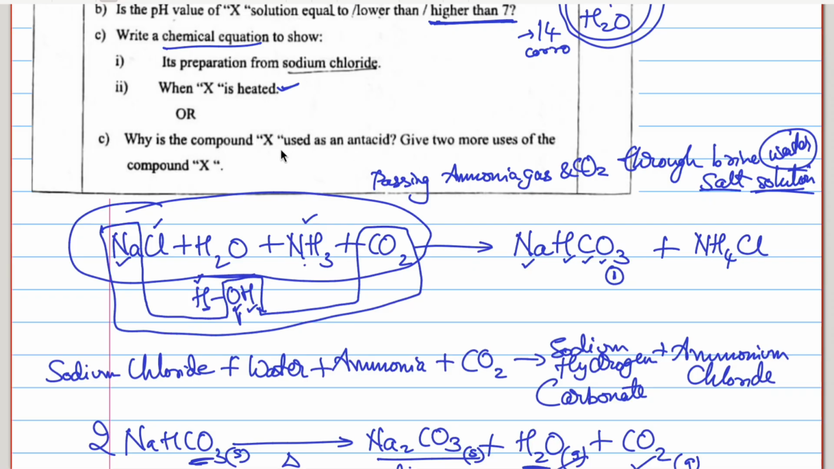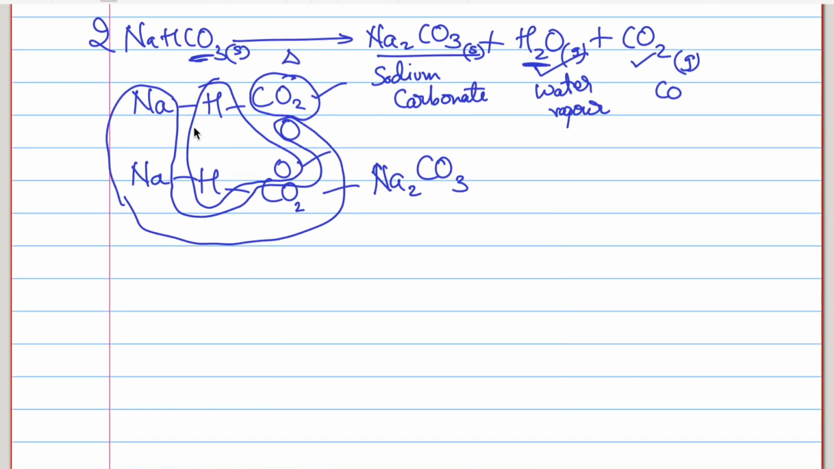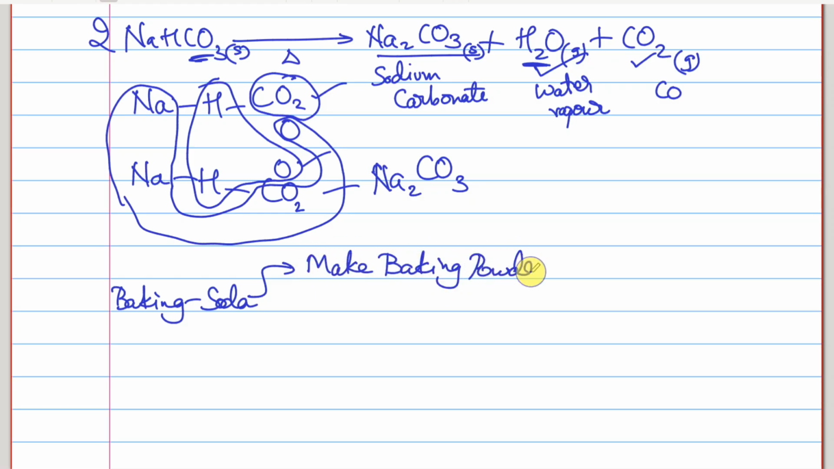Because it is basic in nature. Acidity is caused when we have excess acid present within the stomach. So excess acid will get neutralized by this basic salt to provide relief. Give two more uses of compound X. Uses of compound X means uses of baking soda. It is used in cakes, or used to make baking powder by addition of tartaric acid.